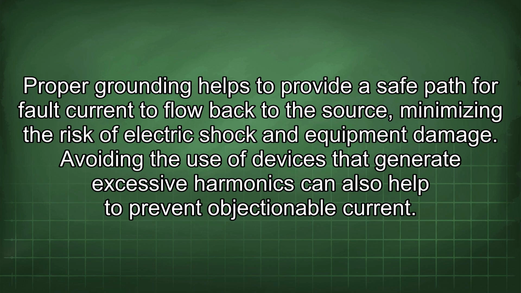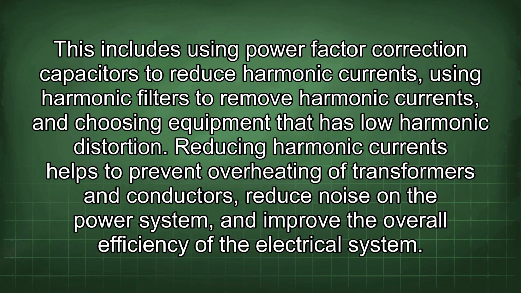Avoiding the use of devices that generate excessive harmonics can also help to prevent objectionable current. This includes using power factor correction capacitors to reduce harmonic currents, using harmonic filters to remove harmonic currents, and choosing equipment that has low harmonic distortion. Reducing harmonic currents helps to prevent overheating of transformers and conductors, reduce noise on the power system, and improve the overall efficiency of the electrical system.